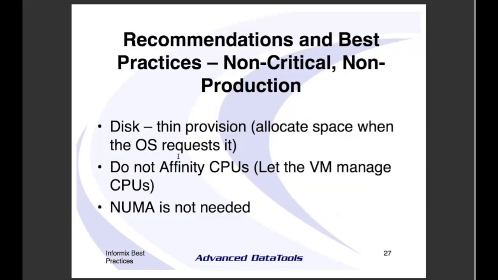For non-production VMs, these are VMs for development, QA, testing, where performance is not important. You can do something called thin provisioning of disk. And this is you don't allocate the disk space on the VM until the OS really needs it. So you can create a VM of 250 gigs, but then when you go out and look, you're only using about 100 gigs because that's all you really need.